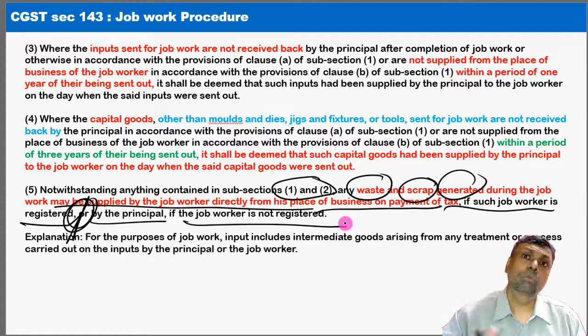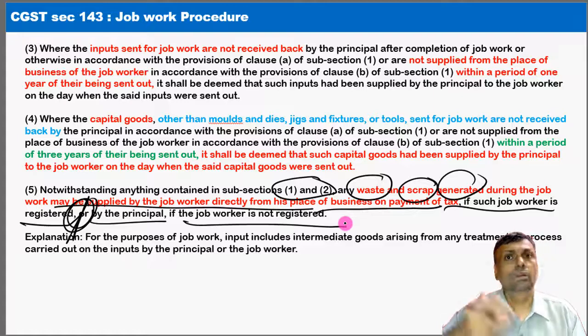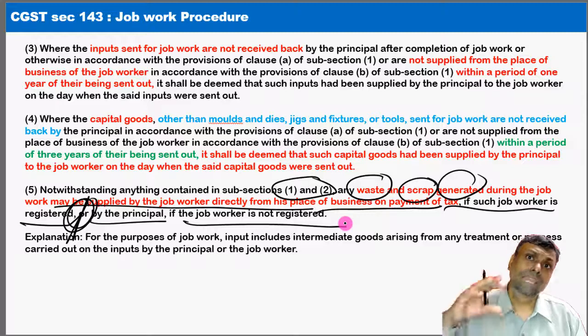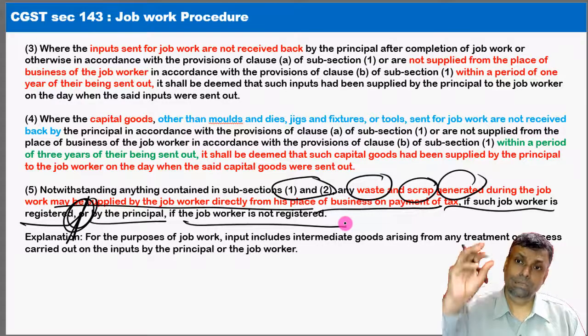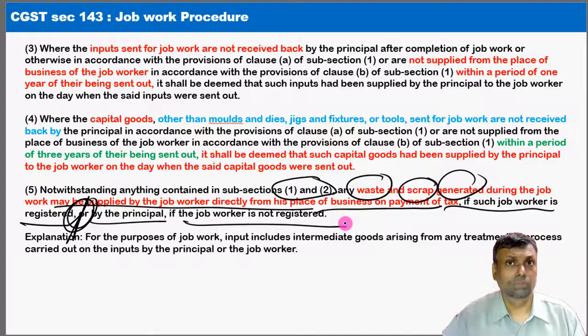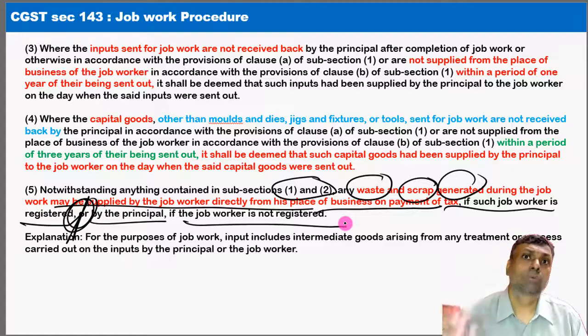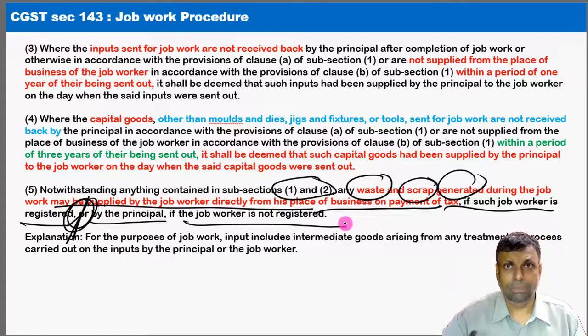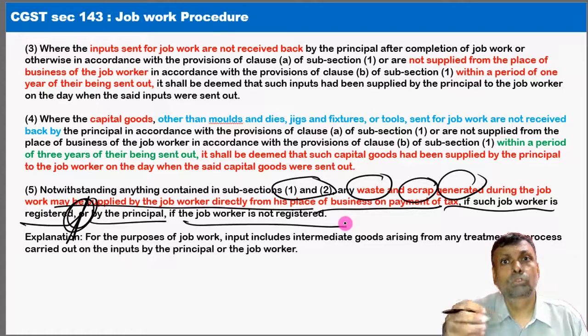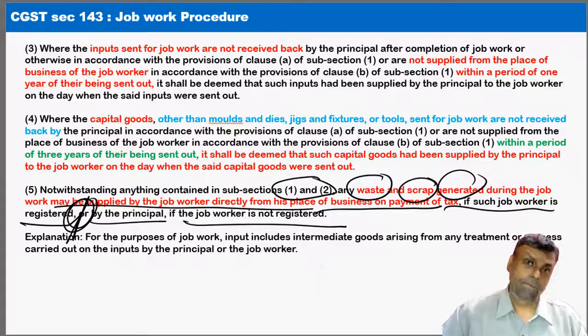So basically what you have to return, logically, is your finished goods, or you have to clear the finished goods from the place of the job worker. Indirectly, the law is trying to say that when the goods are lying in the premises of the job worker, they cannot stay for more than 1 year if they are normal goods, that means traded goods, and if it's capital goods, they cannot stay for more than 3 years in the place of the job worker, as the case may be.